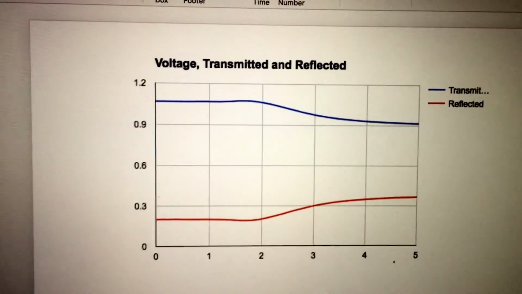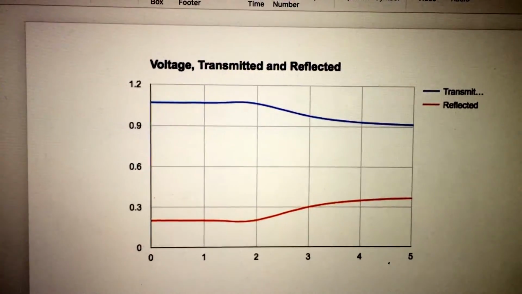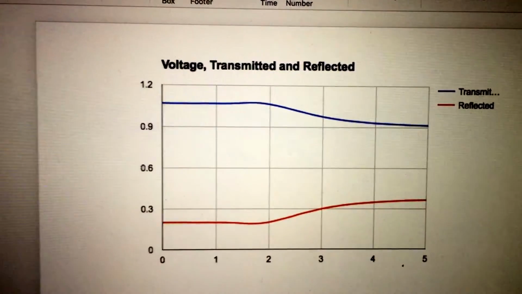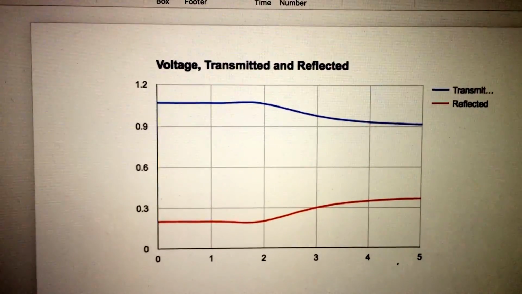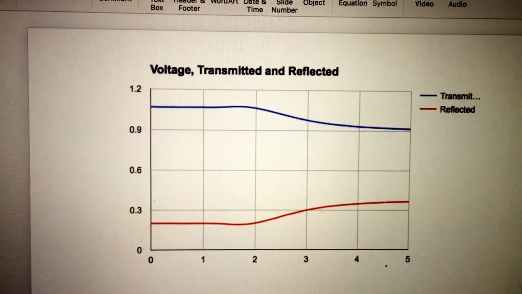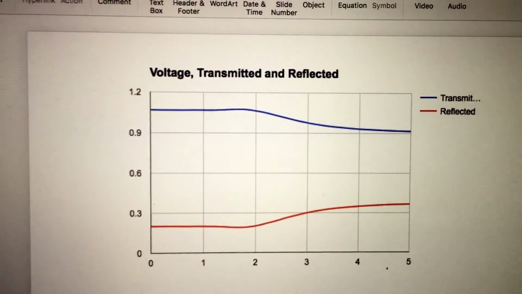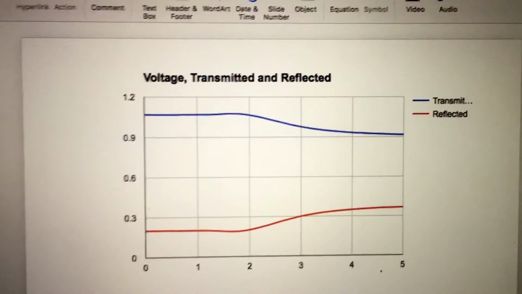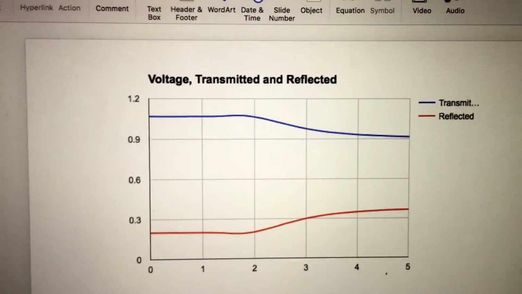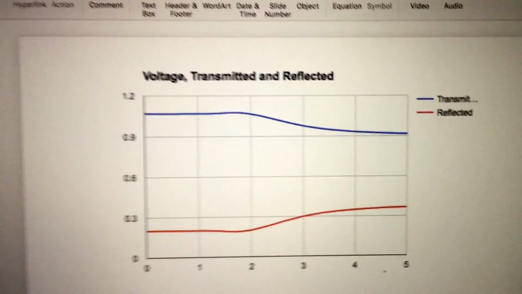And lastly, we have our LCC variable beam splitter. This is our voltage against our transmitted and reflected beams from the beam splitter. For this, we saw that the ratio increased as our voltage increased.